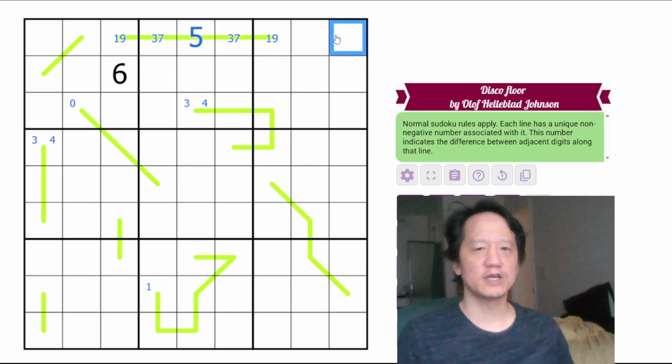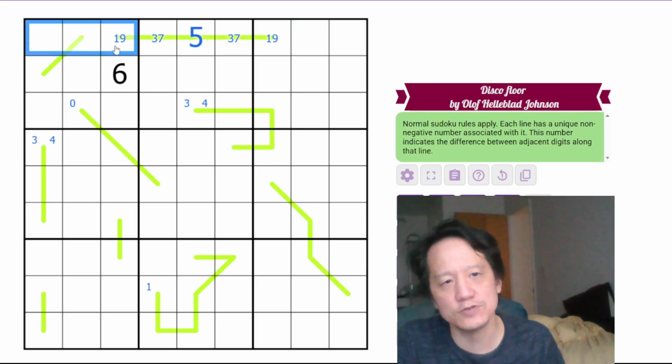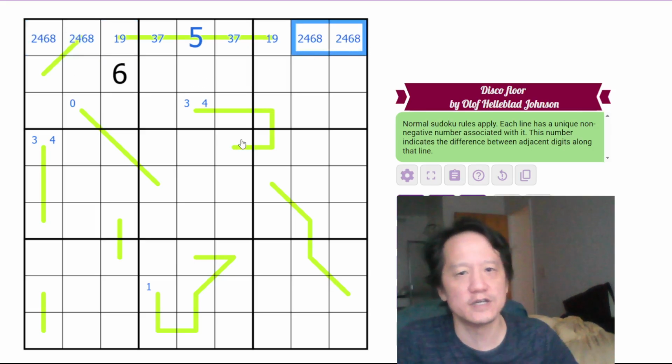Either way, we cannot have a 1, 3, 5, 7, 9 in the rest of row 1. So these are 2, 4, 6, and 8. Oops, I don't know how I got that one. And this is 2, 4, 6, and 8.